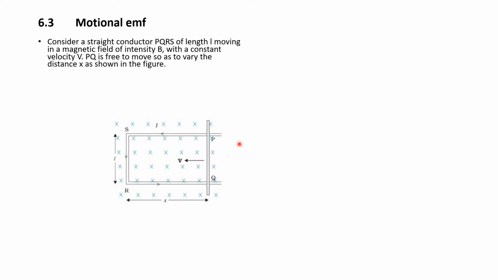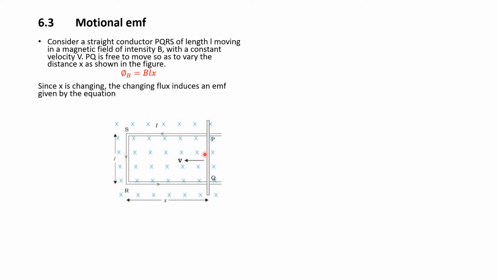PQ is free to move so as to vary the distance x as shown in the figure. The magnetic flux density is shown by the cross marks going into the plane of the paper, and PQRS is a conductor with a variable arm PQ which is moving with a velocity v as shown in the figure. The flux due to B is given by B into Lx, as we have seen in the previous sections.